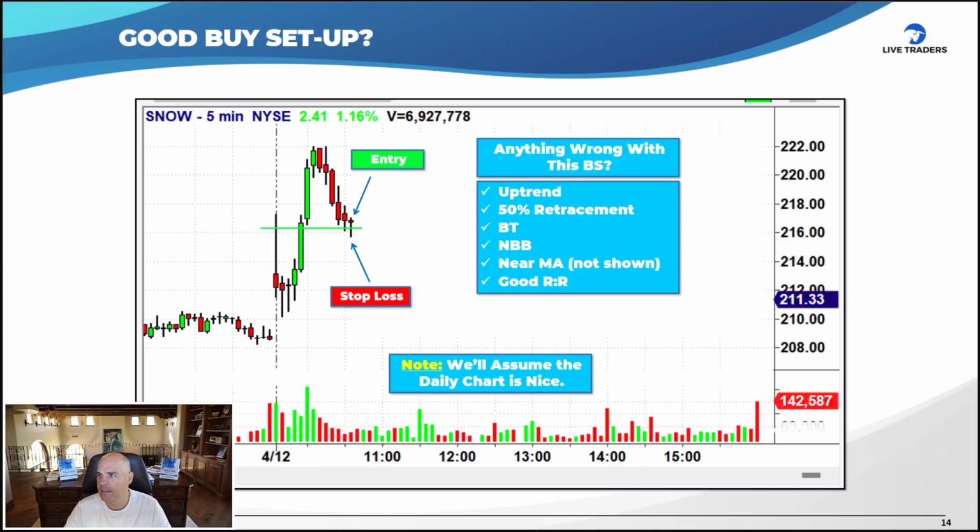All right. Look familiar to anybody? Snowflake. So what do we have? Note, real quick, we'll assume the daily chart is nice. We'll just make that assumption just for lecture purposes. For learning purposes, we'll assume the daily is nice.